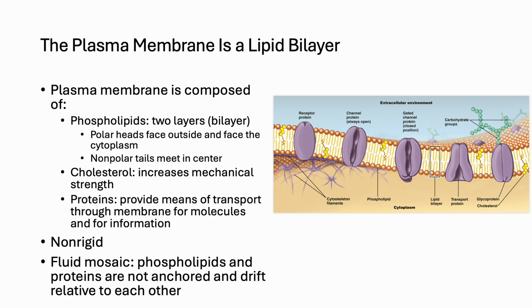Cholesterol molecules are interspersed throughout, adding mechanical strength and stability, preventing the membrane from becoming too rigid or too fluid. Proteins are also embedded, serving as channels, carriers, receptors, and enzymes. Because components are not fixed in place, the membrane is described as a fluid mosaic, where lipids and proteins drift laterally. This fluidity allows the cell to adapt and change, repair itself, and form dynamic structures like vesicles.